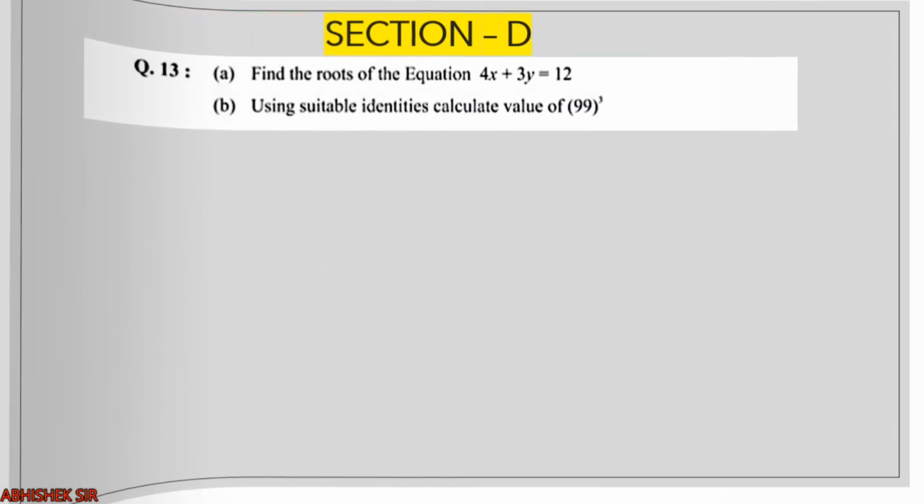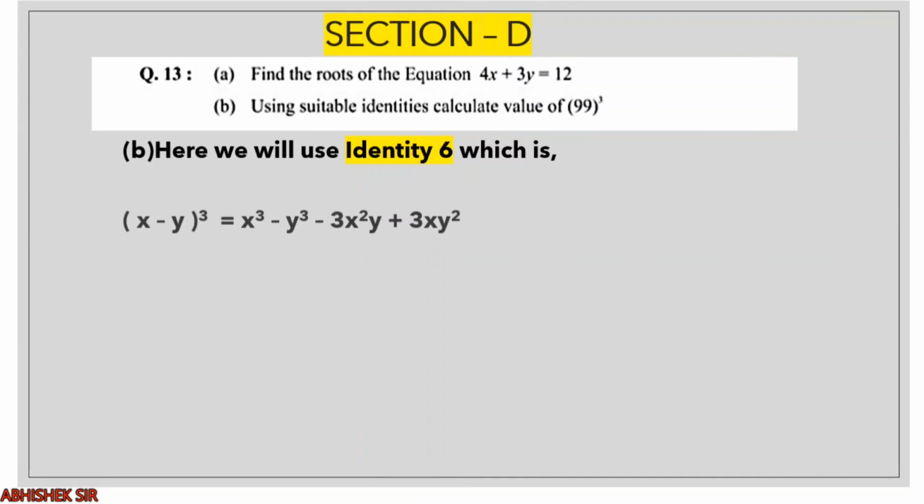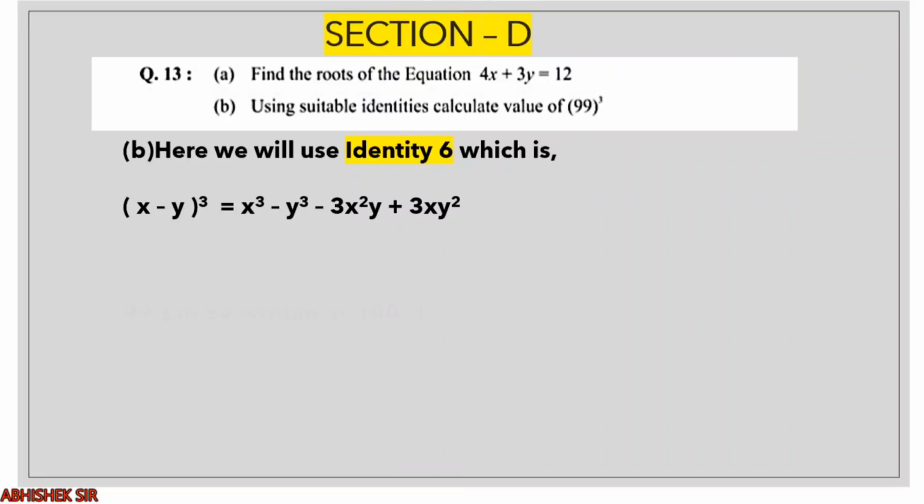Now moving on to part B. Using a suitable identity, calculate the value of 99 whole cube. Now here we will use identity number 6 given in our textbook, that is (x minus y) whole cube equals x cube minus y cube minus 3x square y plus 3xy square. Now you will imagine that there is only one number, 99, and the identity contains two different numbers. So what we'll do, we'll convert 99 into a set of two numbers, and that is 100 minus 1.